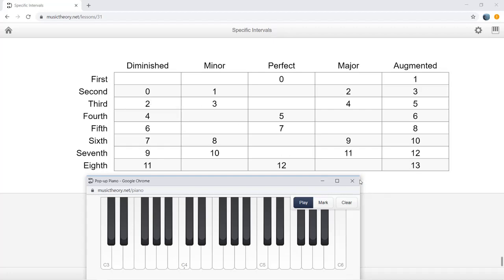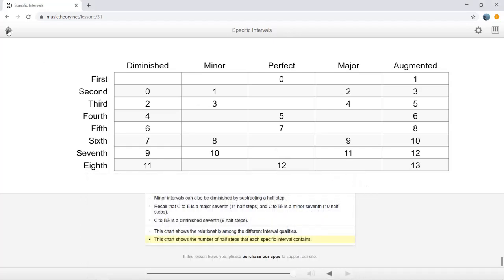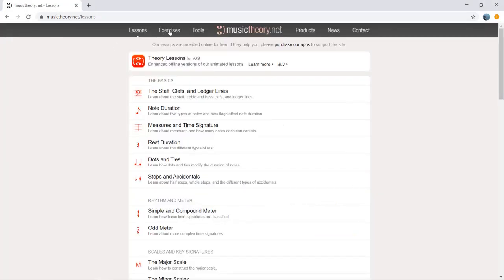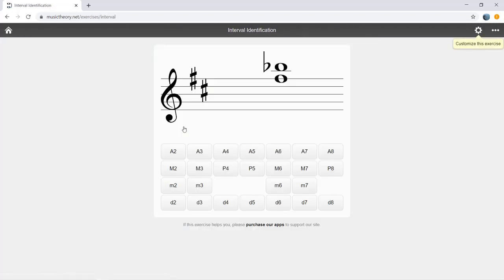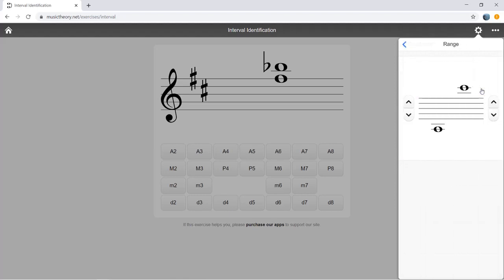So I'm going to go in and go to the exercises and do a couple of these interval identifications. So first of all, you want to customize this and bring this down so you're not dealing with so many ledger lines. Doesn't really matter where it is here.